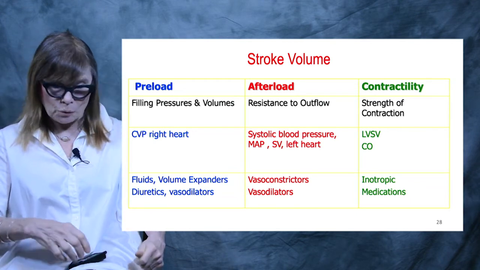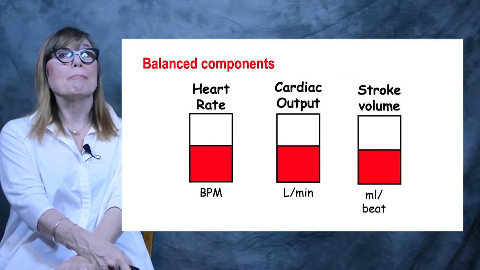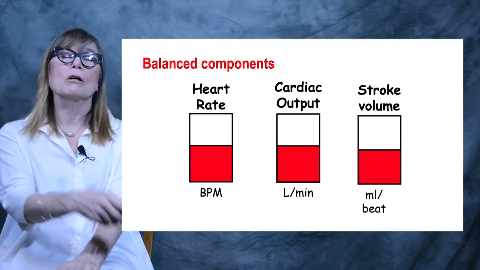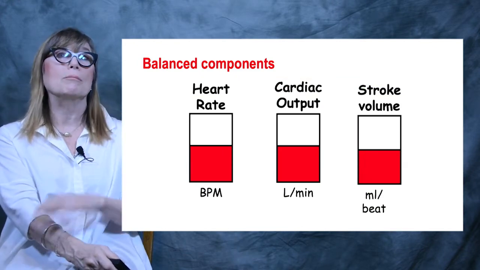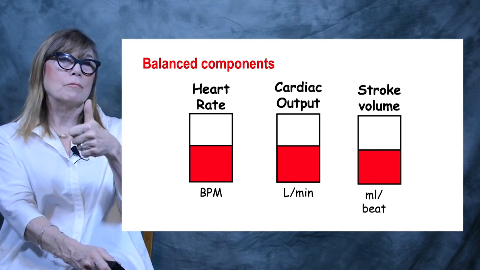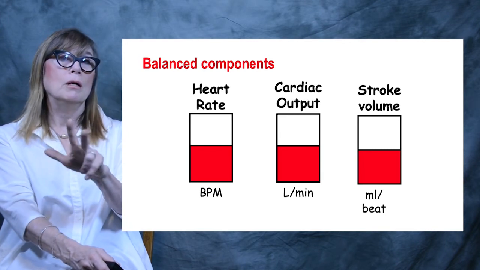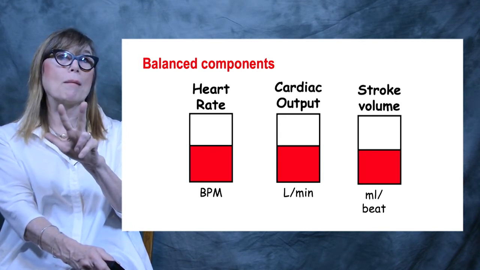Okay, very good. All right, so when I looked at my balanced components of heart rate to stroke volume, remember that stroke volume is affected by three things: the volume that fills the ventricle, the tension the ventricle has to develop to eject the volume, and the inherent contractile property of the myocardium.